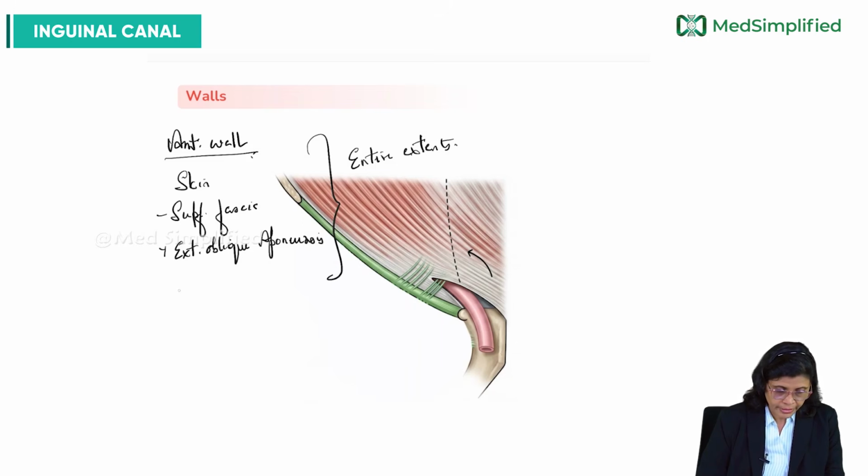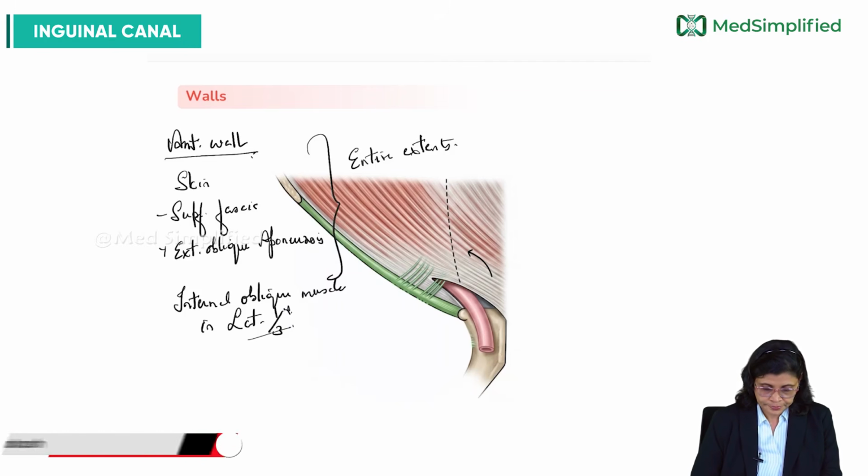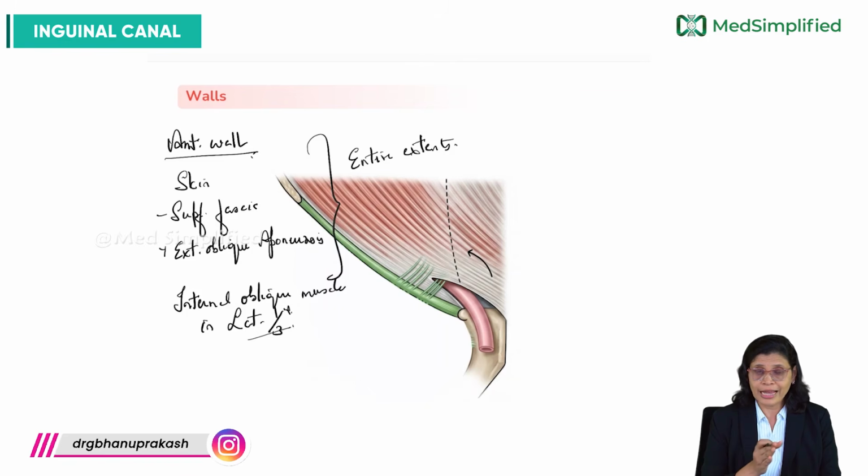on the lateral part, the internal oblique muscle, in the lateral 1/3. So here basically in this picture we are seeing the external oblique muscle, the aponeurosis of the external oblique. So the anterior wall is formed by the skin, the superficial fascia, the external oblique aponeurosis, and only in the lateral 1/3 we have the internal oblique muscle fibers. So that is the anterior wall.